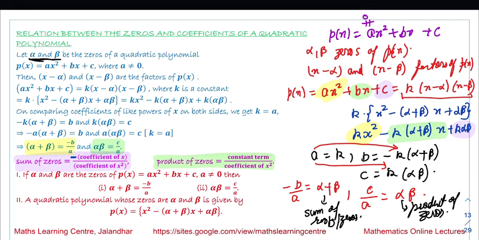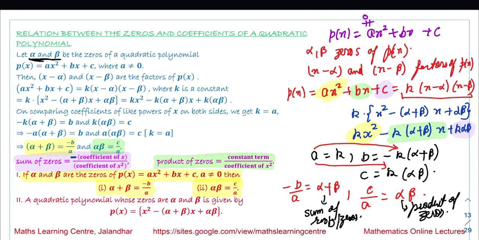So we are saying if alpha and beta are the zeros of this polynomial, then alpha plus beta and alpha into beta are the same expressions that we are again talking about. This result we have already mentioned: if alpha and beta are the zeros of the polynomial p(x) equal to ax square plus bx plus c and a is not equal to 0, then alpha plus beta is equal to minus b by a, and alpha into beta is equal to c by a.